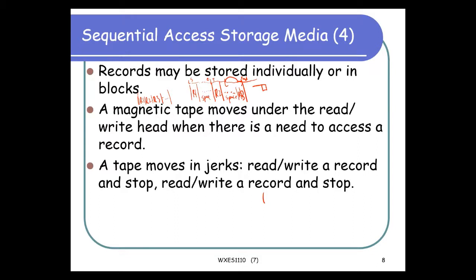If records are stored in blocks, the entire block is preceded by a space and followed by a space. So if it's in blocks, record 1, record 2, record 3 will be allocated in a block with a space here, followed by a space. Individual records are stored sequentially within the block, or in a serial manner. So a tape moves in jerks. Read, write a record and stop. Read, write a record and stop. This is how the tape moves.